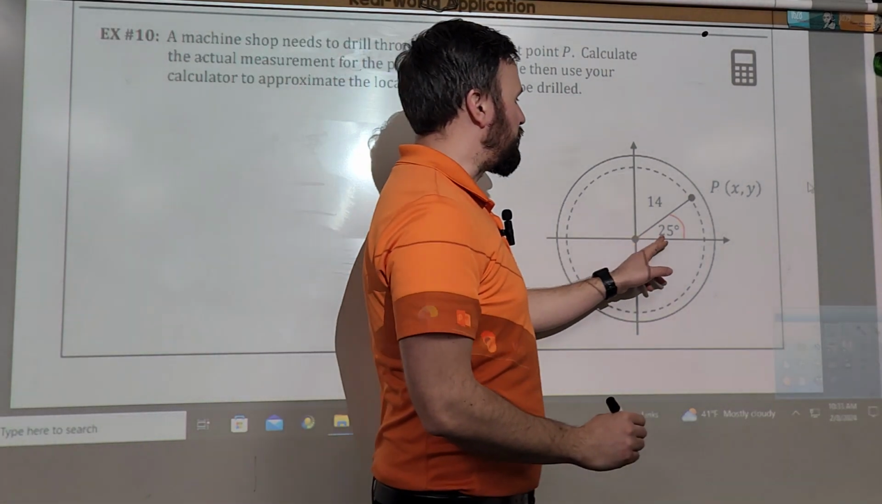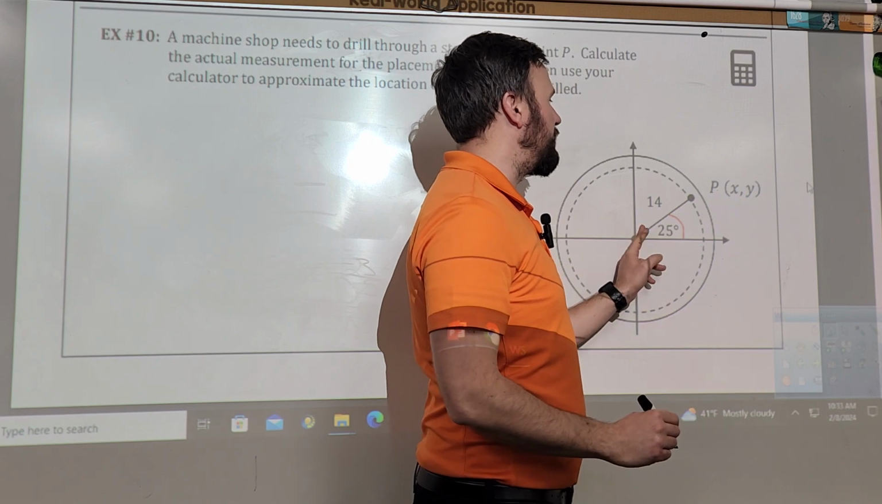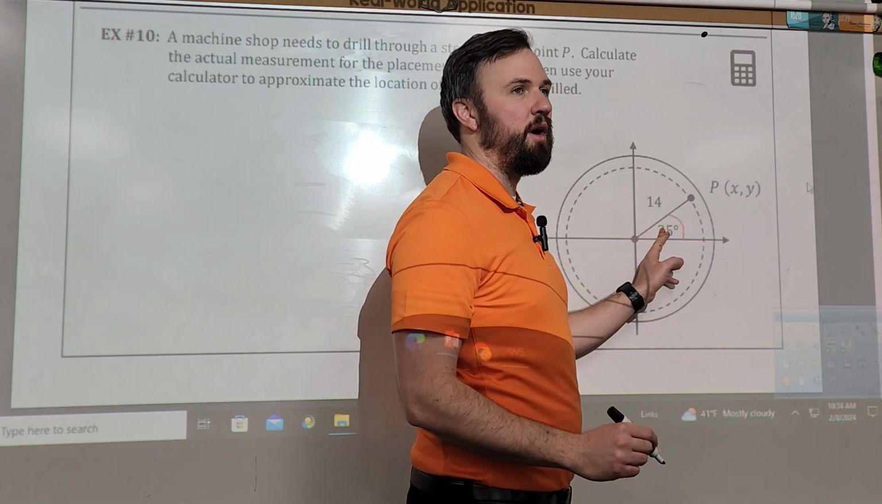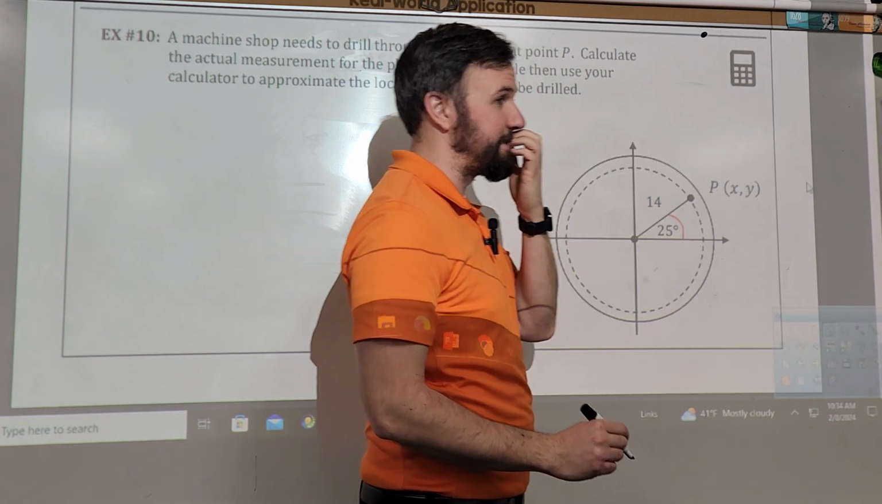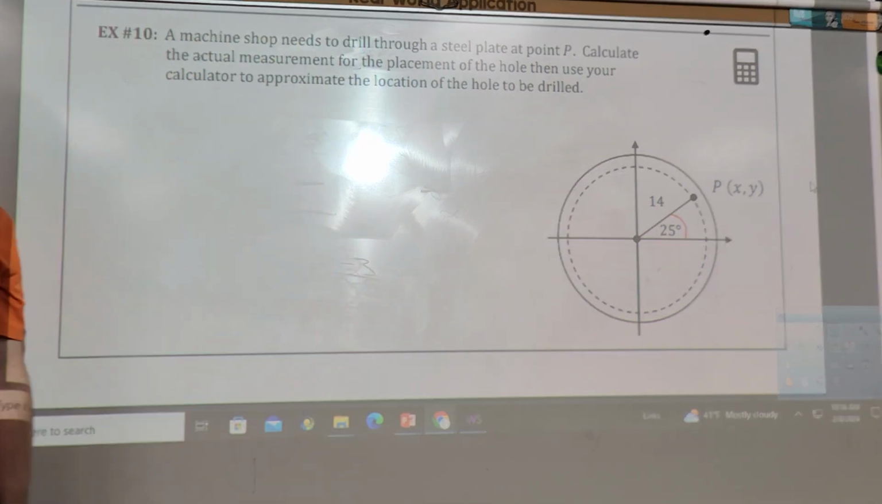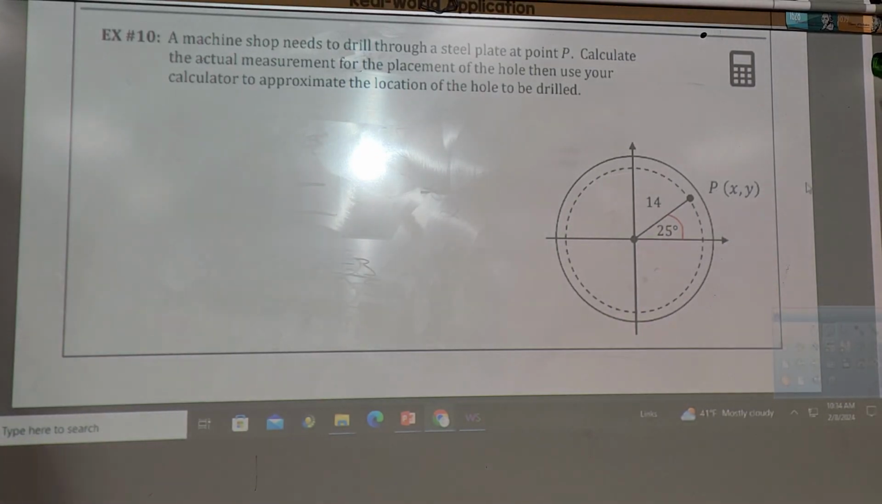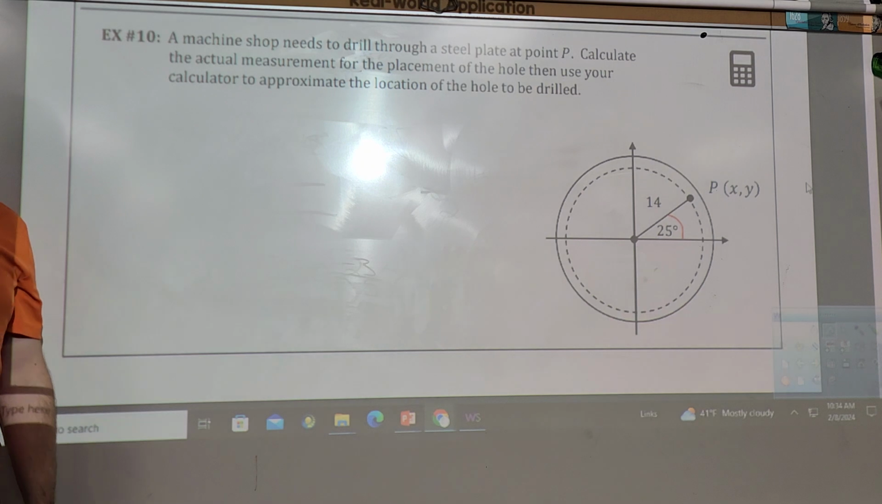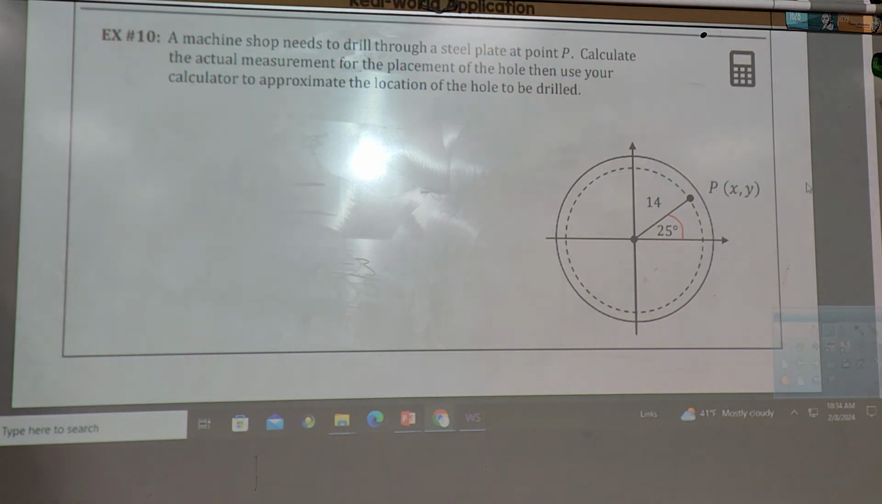They know it has to be 25 degrees off this, and they know it has to be 14 out. So they want to know what's my XY coordinate, to plug in the CNC machine. CNC machines will also do the angle and the length as well, but let's pretend like you're the guy who has to fix the CNC machine and make the most money.